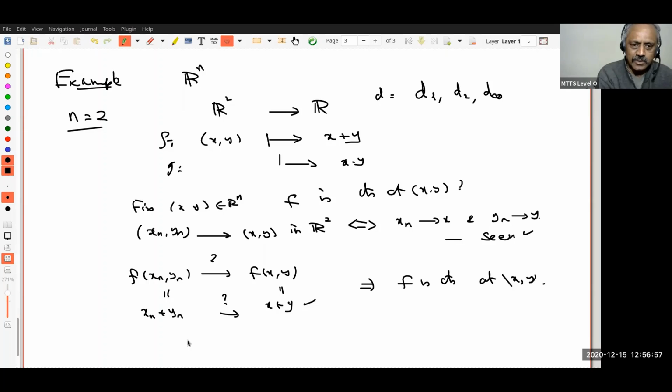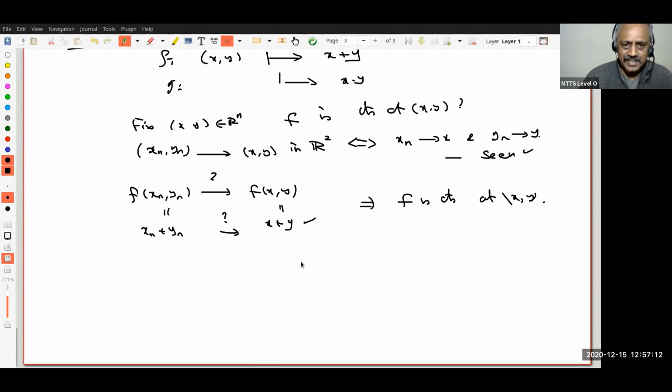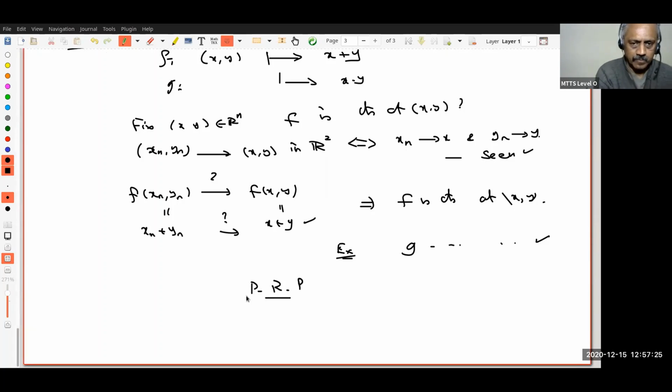I'm sure G you can also do the same way, because G(xn, yn) will be xn times yn. Again, from the algebra of convergent sequences, if xn converges to x and yn converges to y, then xn yn converges to xy. That's it. Do you follow that? So how easily we got those things. That's the advantage of our definition. Similarly, G is continuous at (x, y). Again, go through this if you are not sure.